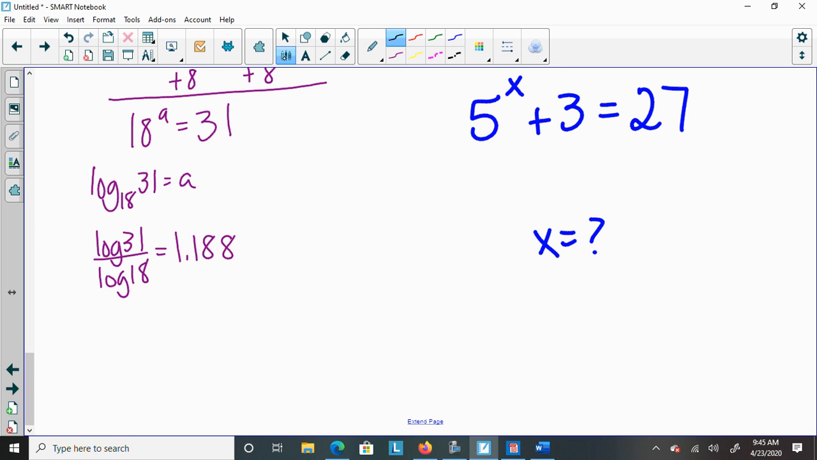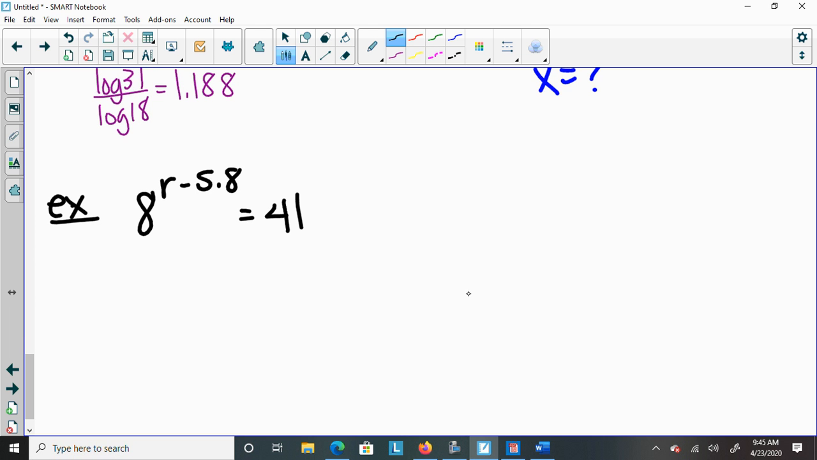Sometimes you have a step to do after you've rewritten it as a log and evaluated it. These aren't too bad, and it's pretty intuitive what you do once you've done your last step. Let's say a to the r minus 5.8 is equal to 41. At this point you may think I want to try to get rid of that 5.8, but it's actually in the power. So we can't do anything with it right now. You can't divide it, you can't add it, because you can't get it out of the power yet. So you have to rewrite it as a log first, and then we can get rid of that 5.8.